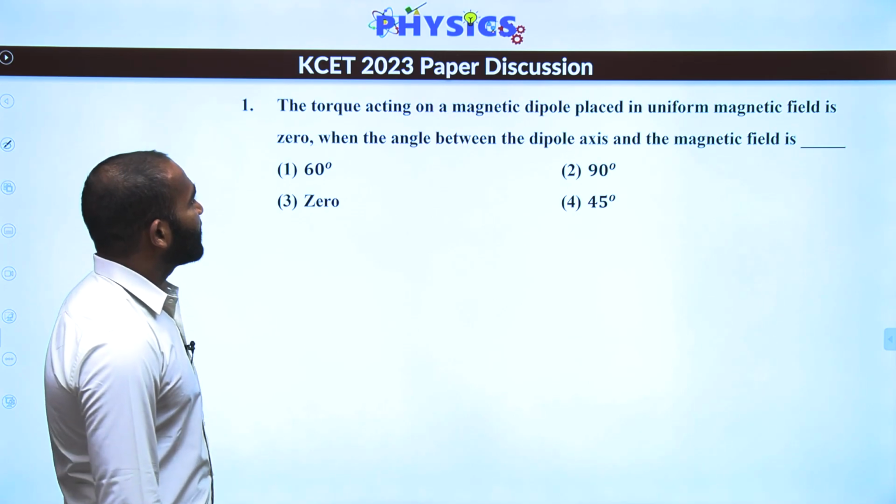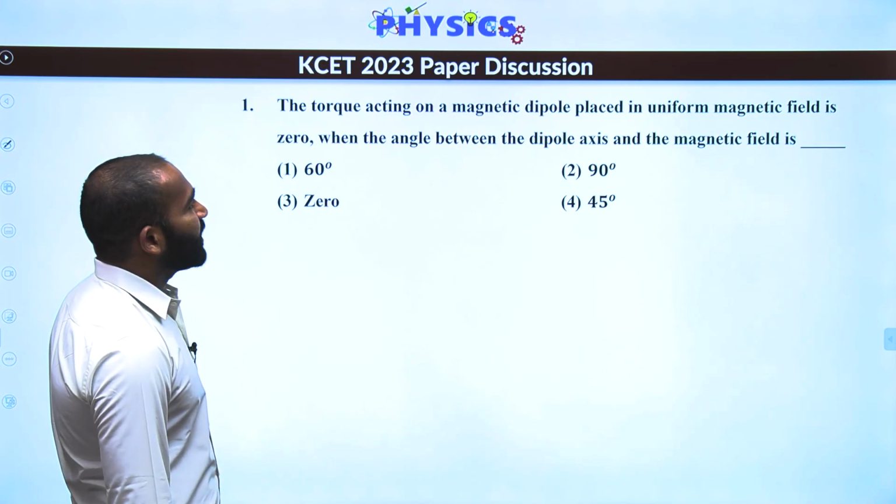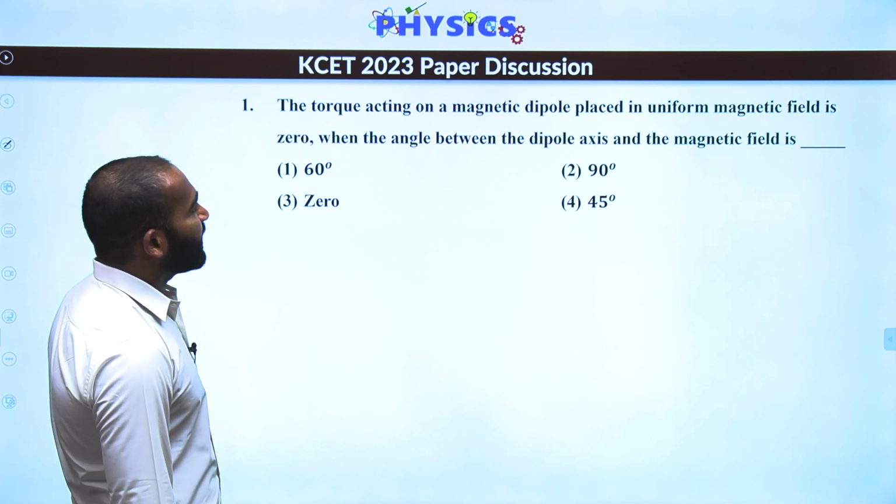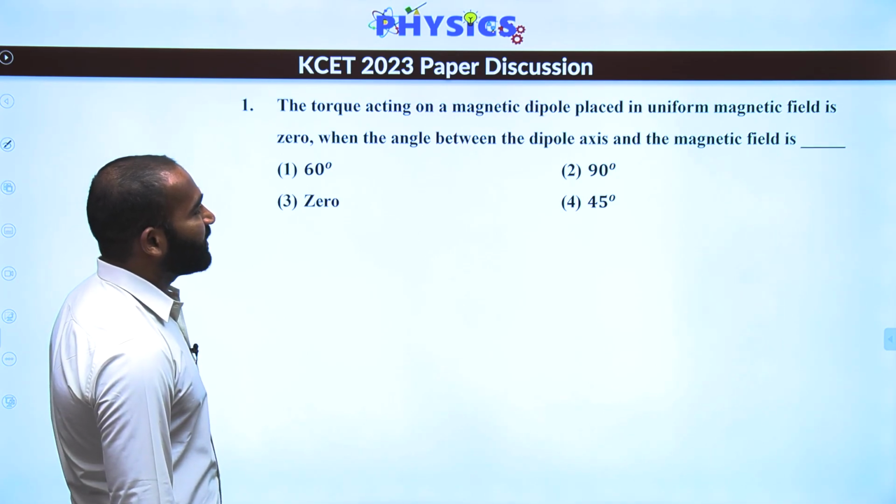So look at the first question. The torque acting on a magnetic dipole placed in a uniform magnetic field is 0 when the angle between the dipole axis and the magnetic field is.